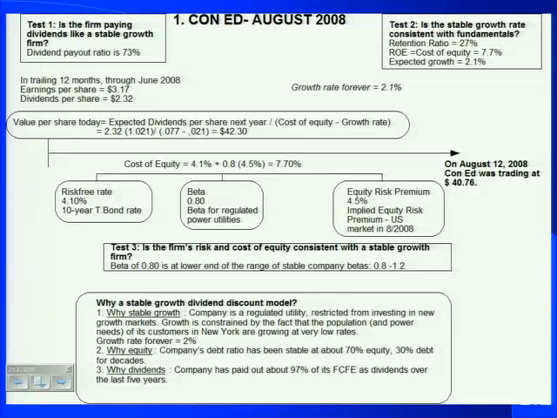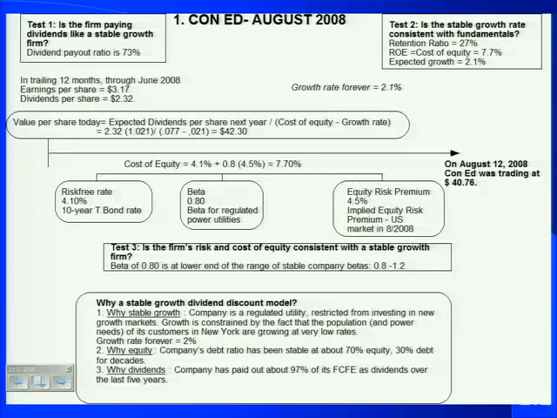2.1% growth rate that came from their own fundamentals. And the cost of equity I used was 7.7%: the risk-free rate at the time that I did this valuation, August of 2008, was 4.1%, beta of 0.80. And this was before the trouble. So notice my risk premium is at the old 4%. Cost of equity of 7.7%.